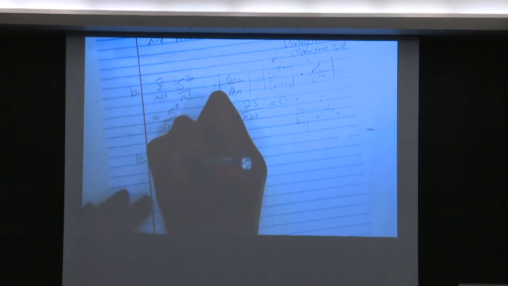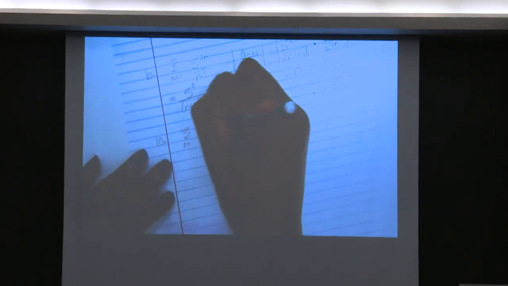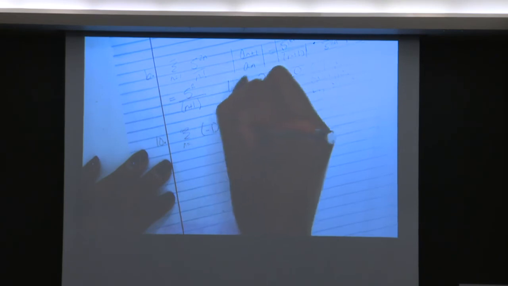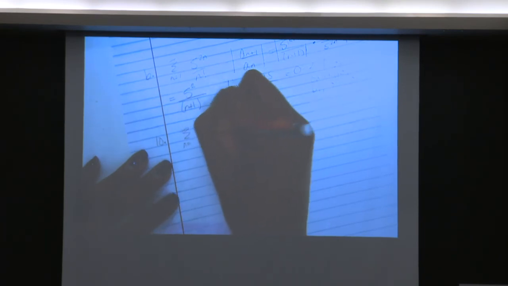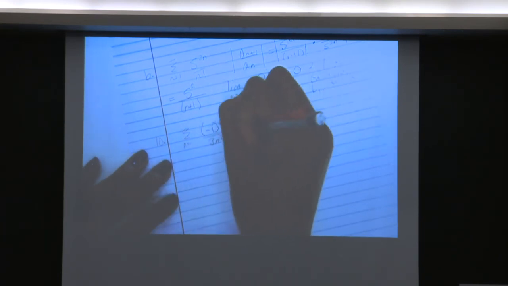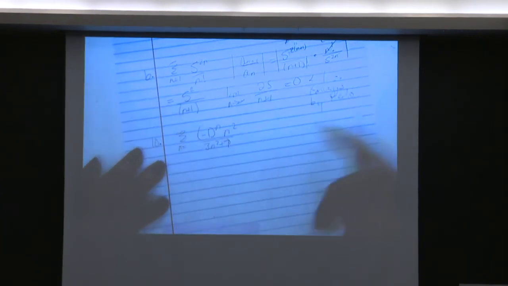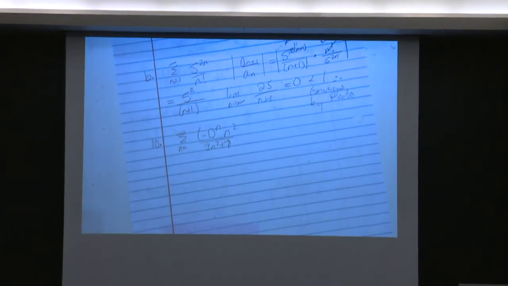It's asking us to find absolute convergence or whatever: the sum of negative 1 to the n, times n squared over 3n squared plus 7. When you see that negative 1, your mind kind of already automatically goes to trying the alternating series test. So that is what we're going to do.